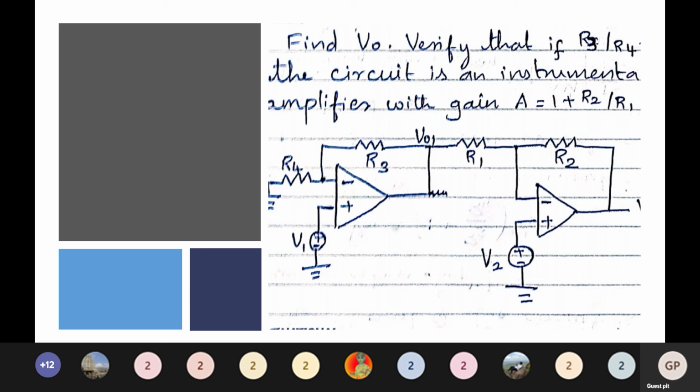What about this? Again, I have an input given to the non-inverting terminal. I have a resistor from the inverting terminal which, instead of ground, is connected here. And I have a feedback resistor here. So let us see what should be done here.